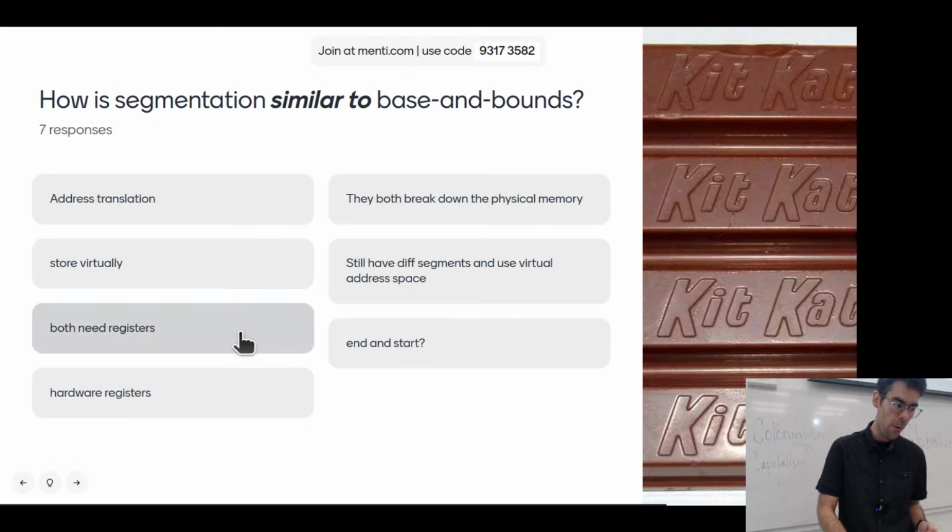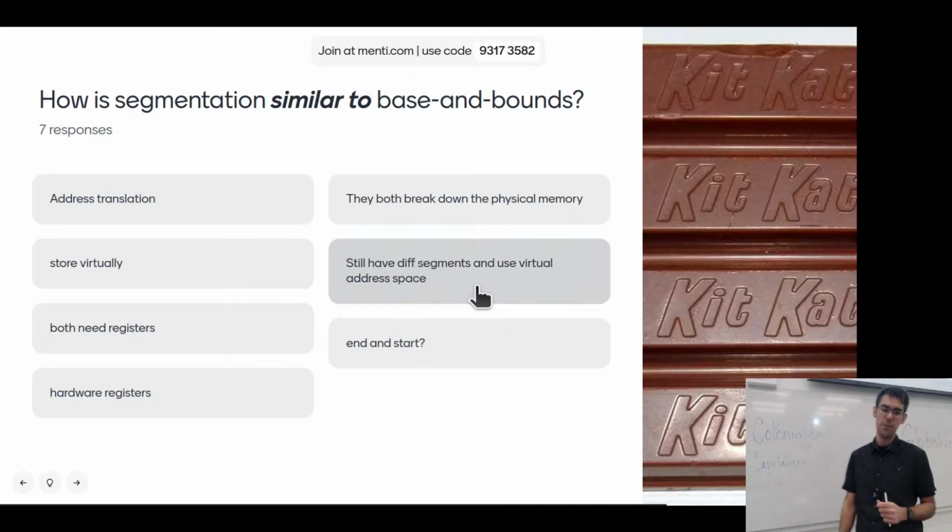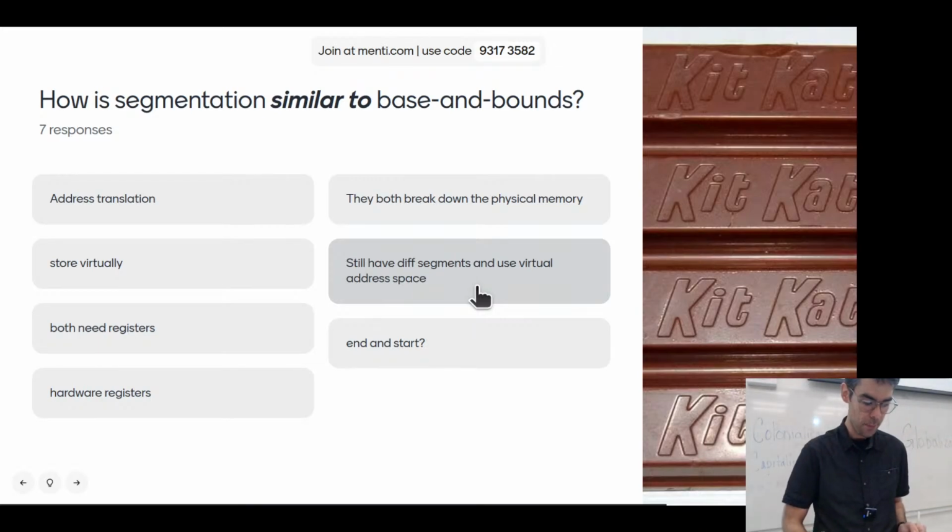Both need registers. Yeah, both need hardware registers, so we must have some kind of hardware support. We still have different segments and use a virtual address space. So yeah, we still have those same named segments that we had in the virtual address space that we were loading up with base and bounds.